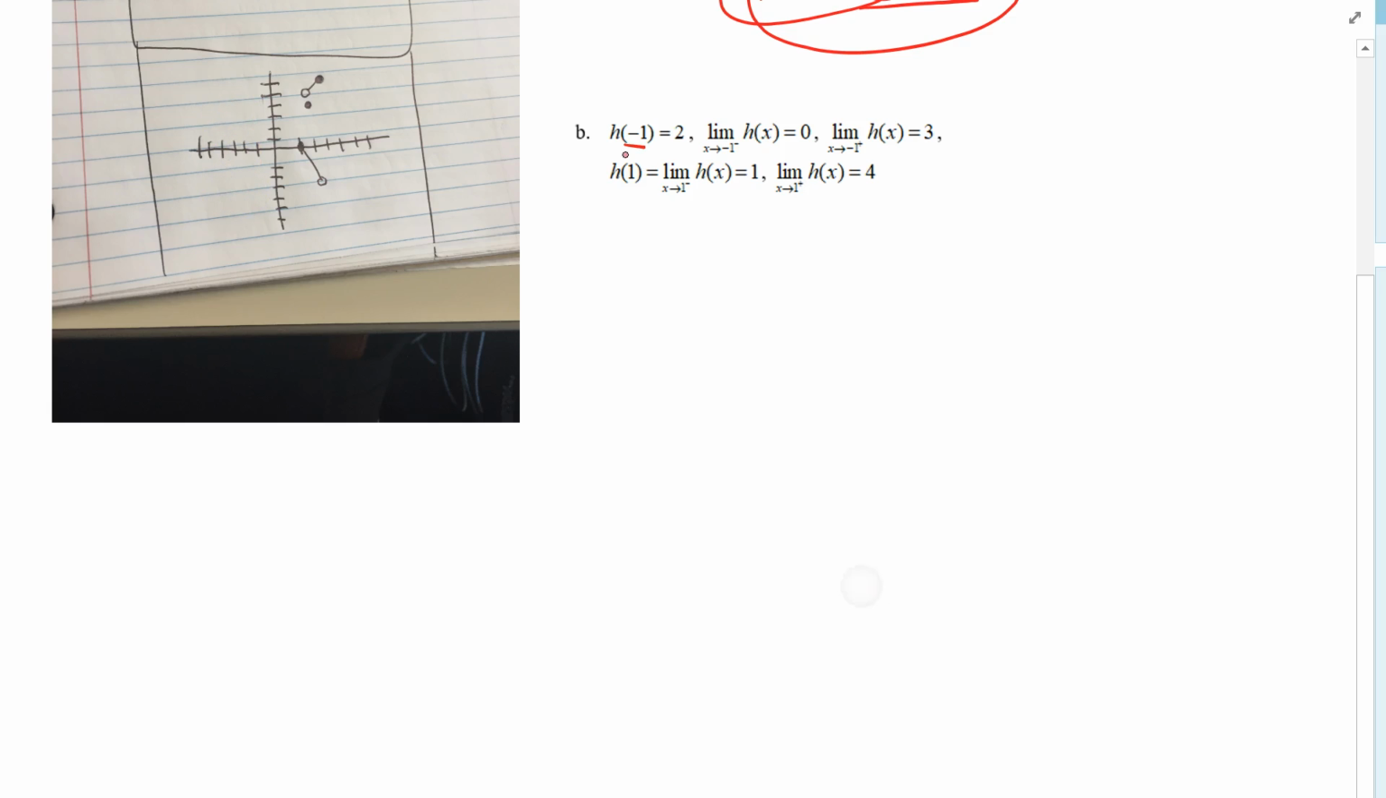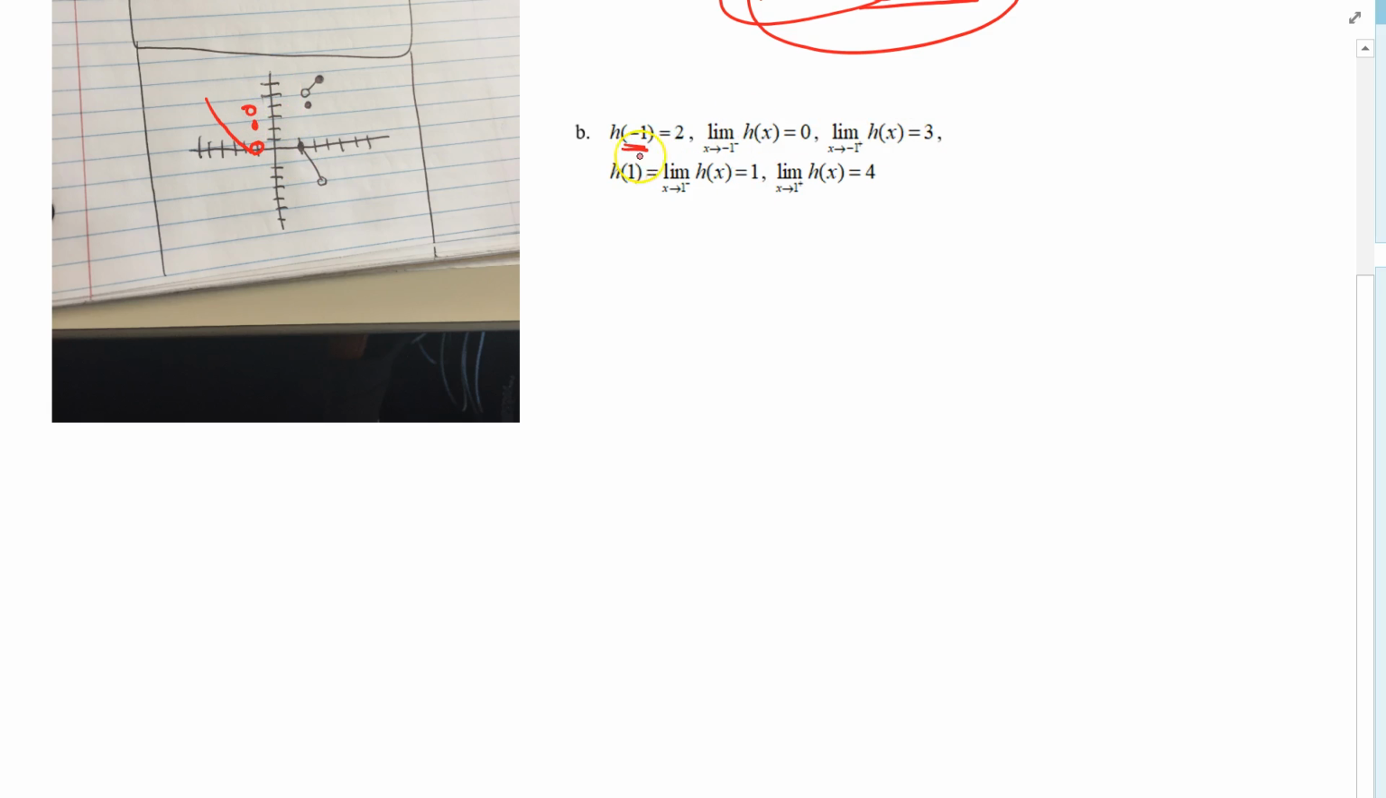Sorry, at -1 is 2. As it approaches it from the left, the function goes to 0. As it approaches -1 from the right, the function goes to 3. So 1, 2, 3, open circle.